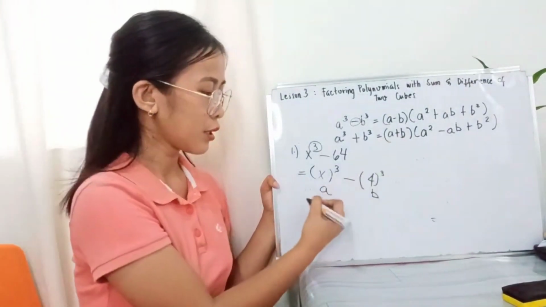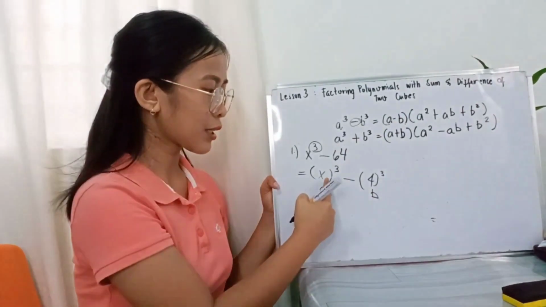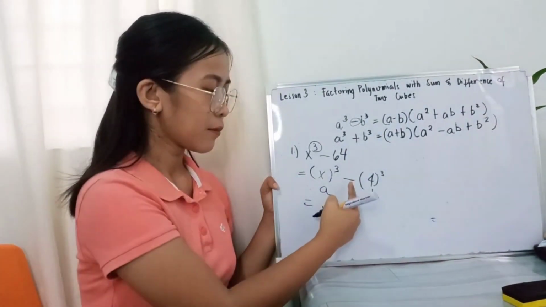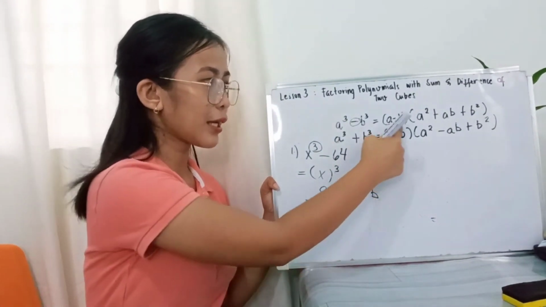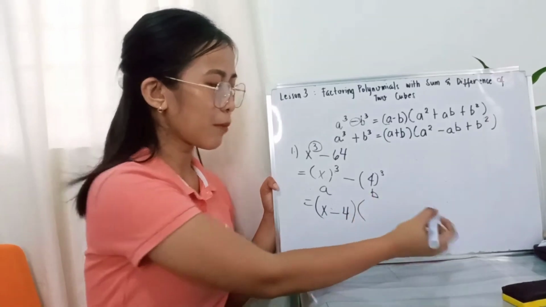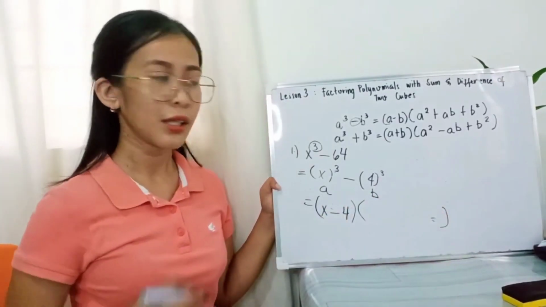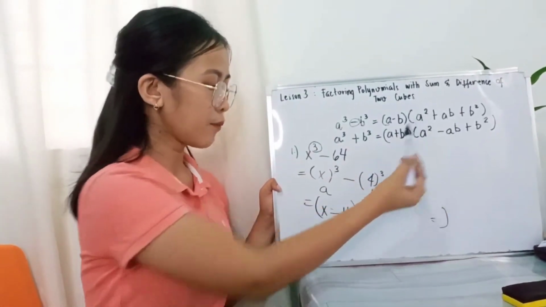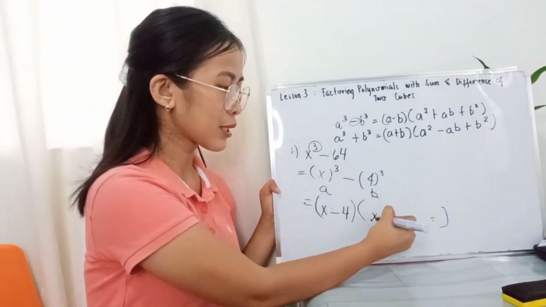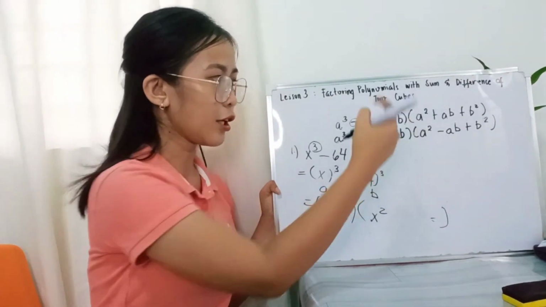So, we have A minus B, and that is x. Ano ba ang A natin? X minus, ang B natin ay 4. Okay? And then, kunin mo naman yung trinomial niyang factored. So, we have A squared, and ang ating A is x. So, we have x squared, gayahin lang natin yon.